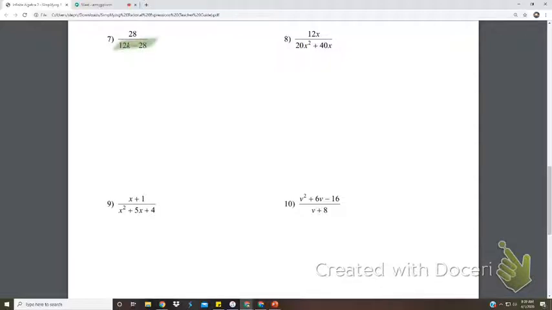So I'm going to do 12k minus 28 cannot equal 0. So I'm going to do plus 28 on each side. And we're left with 12 times k is equal to 28. I'm going to divide both sides by 12.